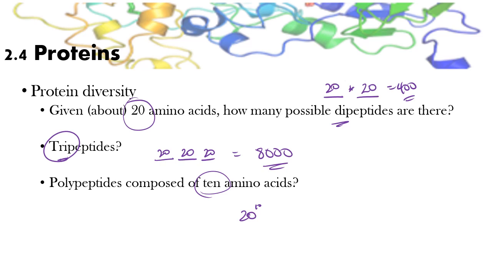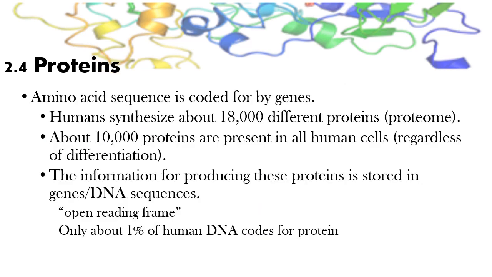So we can put together some crazy wide variations with our proteins because of the different properties of our amino acids. The order of the amino acids in our proteins is coded for by genes, DNA, and our nuclei. We humans synthesize about 18,000 different proteins. This is known as our proteome.